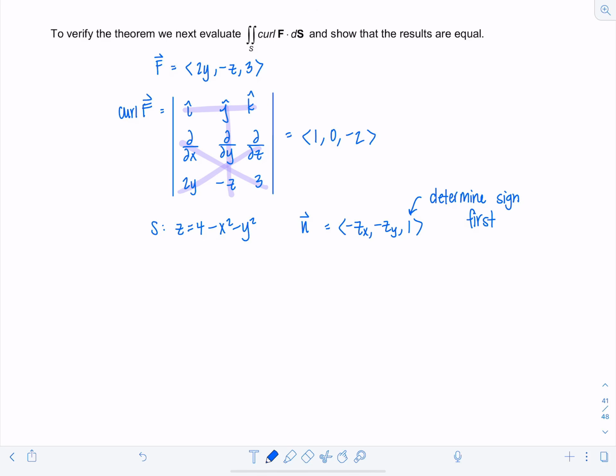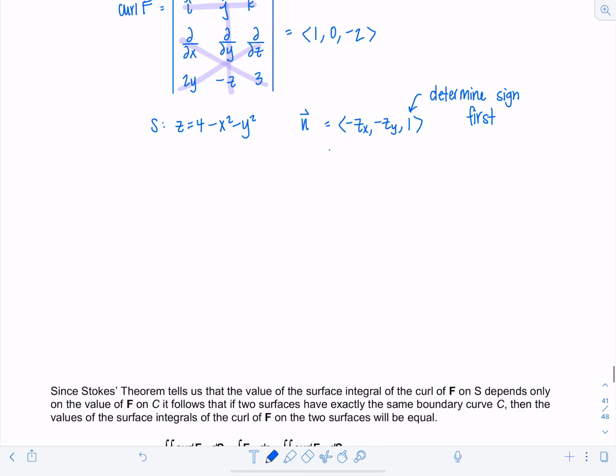And then if your surface was defined as a function of, say, x and z instead, then you would have to first figure out if y needed to be positive or negative 1, and then the other two components would be the opposite sign, okay? Good. So let's figure out what n is going to be now. The partial derivative of our surface with respect to x is negative 2x, but then I'm going to switch the sign, so that's positive 2x, positive 2y, and 1.